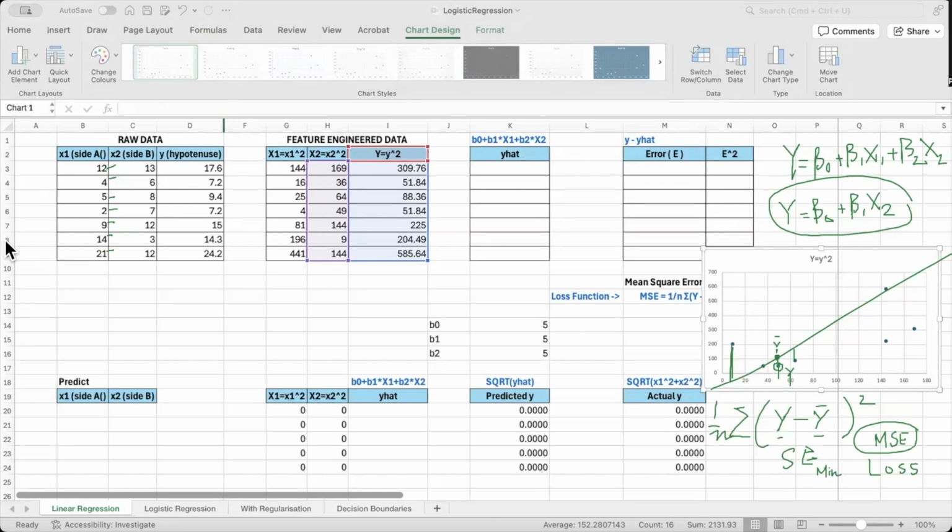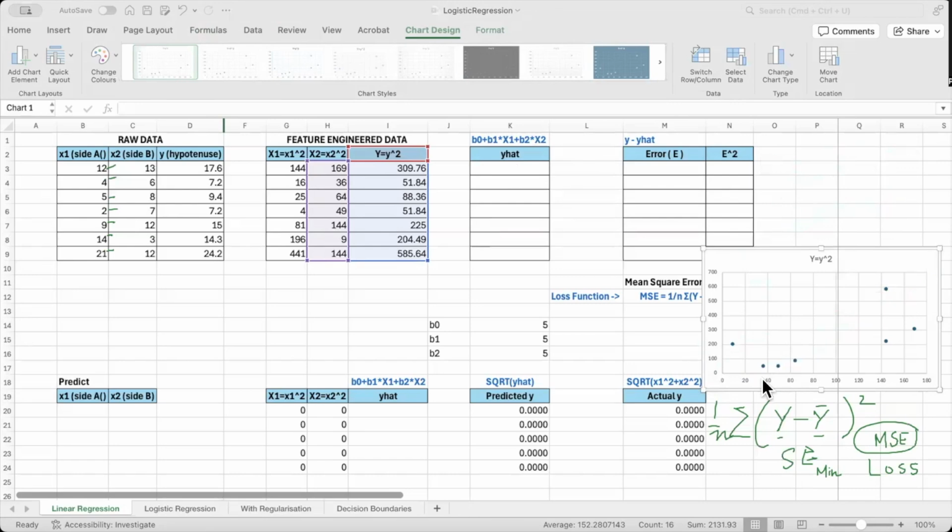I will clear out this writing right now. I will clear out this writing. And also I will clear out this chart.